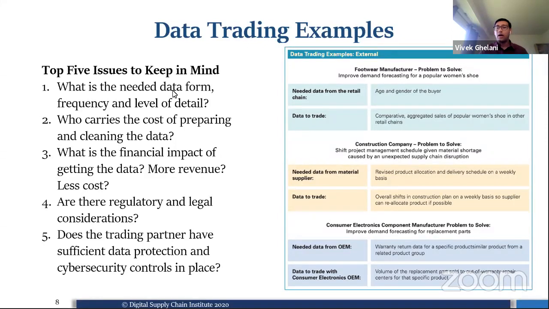So definitely doing data trading can help you get that data, and using that data you can feed the demand sensing models, improve your demand sensing, and improve the demand overall. And the ultimate goal is to improve the revenue.